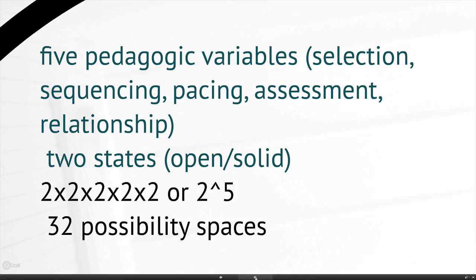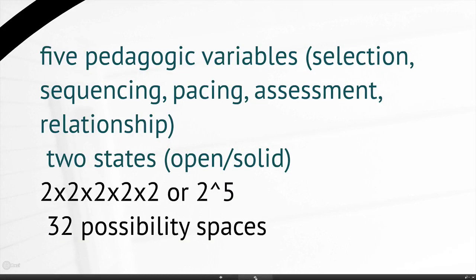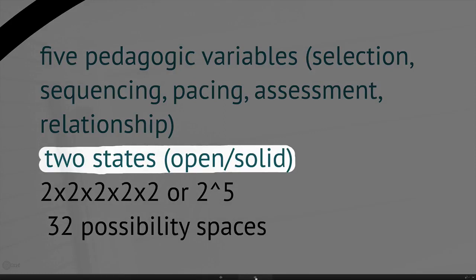As you go through the book and the videos, you're going to find that we're really working with five pedagogic variables: selection of knowledge, sequencing of knowledge, pacing of knowledge, assessment of knowledge, and the relationship between teachers and students. In all cases, one part of the book is going to say, just analyze those pedagogic variables in terms of them either being in an open state, where lots of options are allowed, or a solid state, where you have a very definite situation.